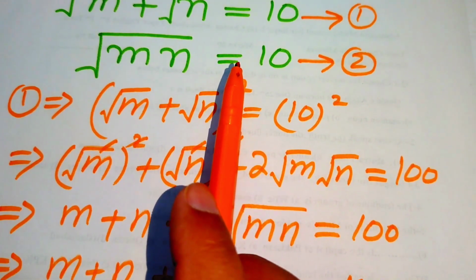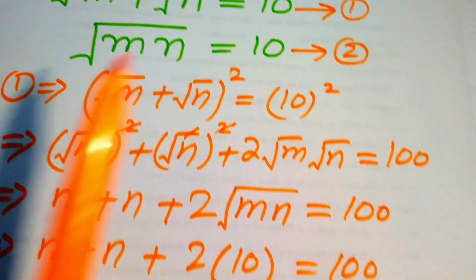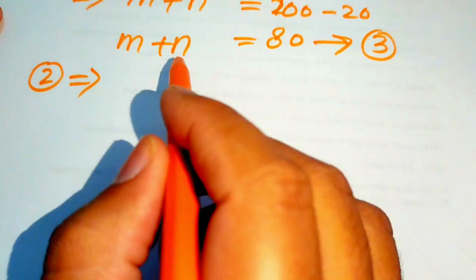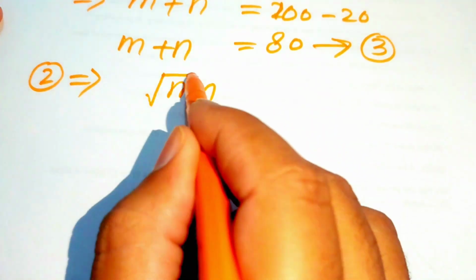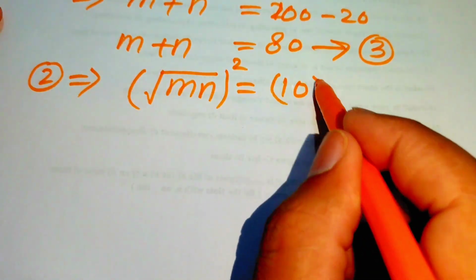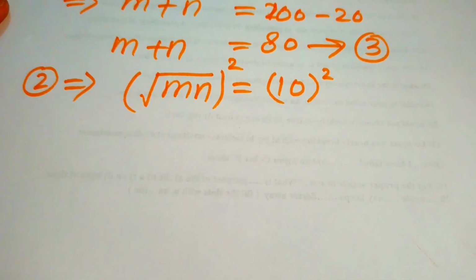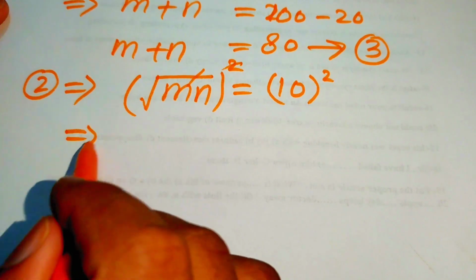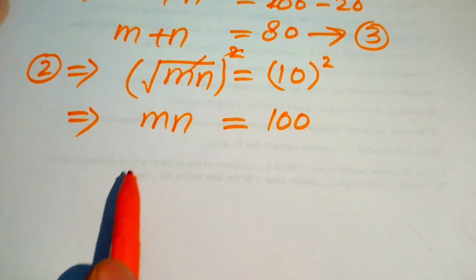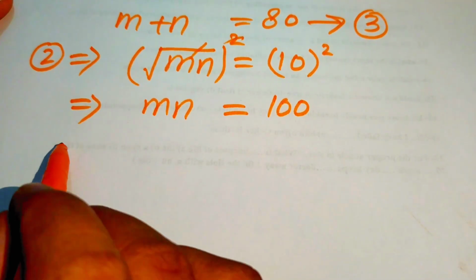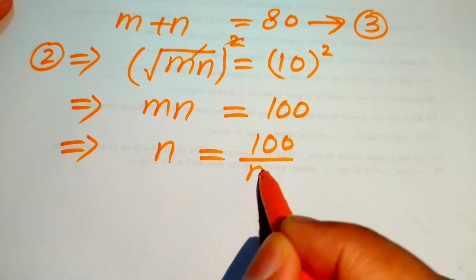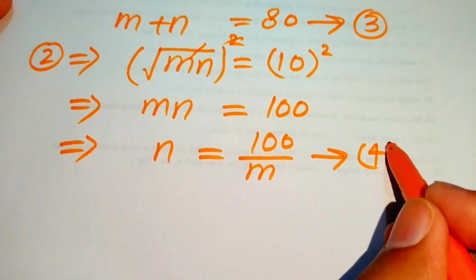This is our equation number 2, and we take the square on both sides. First we copy down equation number 2: equation number 2 implies that square root of mn equals 10, but here we take squares on both sides. Now the 2 and square root are gone, and we get m times n equals the square of 10, which becomes 100. Now we move this m to the right hand side, and we get the value of n equals 100 over m, and we call this equation number 4.